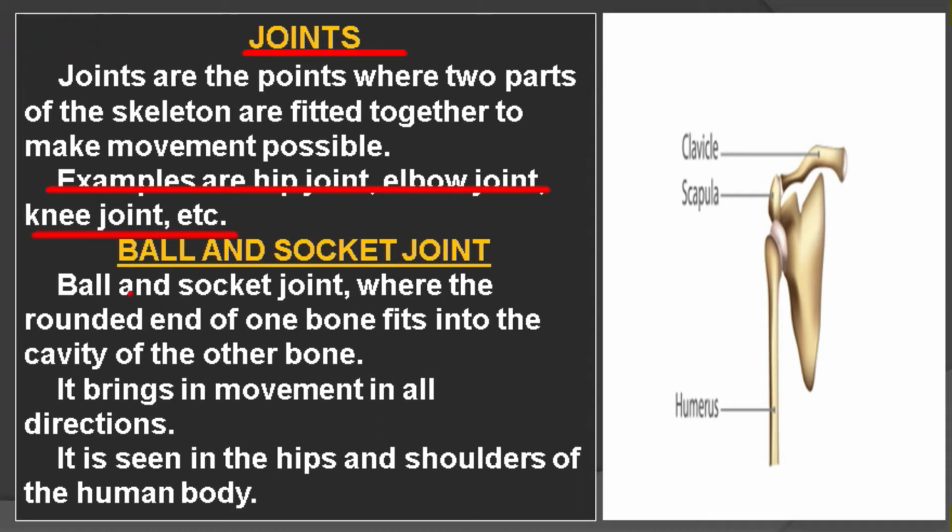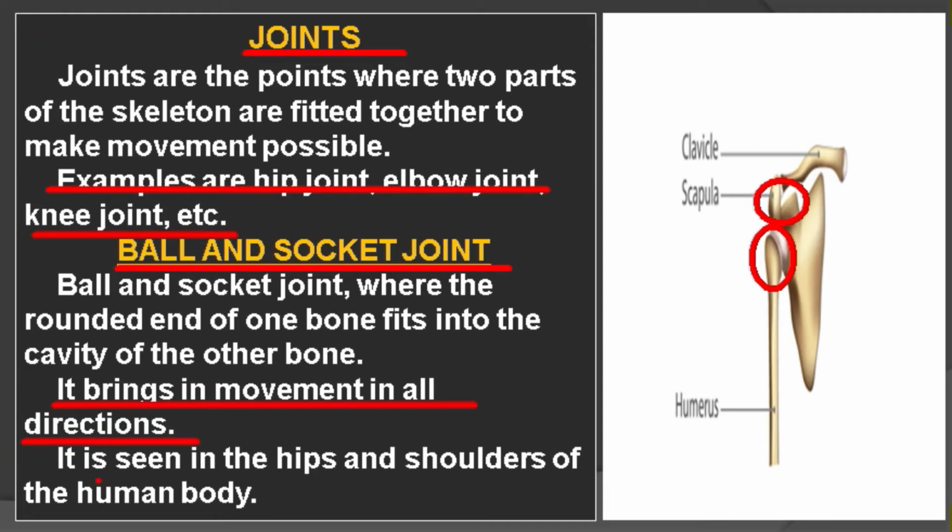As the first one is ball and socket joint. Students, the ball and socket joint, as the name suggests, is a kind of joint in which the ball shaped surface of one rounded bone, as you can see here, fits into the cup like depression of another bone. As you can see here, the round ball shaped part of the humerus is fixed into the cup like structure of the scapula. And this kind of joint allows the movements of bones in all directions.